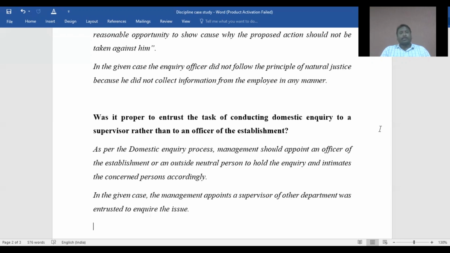But in the given case, instead of appointing an officer of the establishment, the organization appointed a supervisor from another department, and he was given the responsibility of understanding the case. Generally, it is not accepted, or it is not good, to entrust a task to a supervisor from another department, where the process clearly says that the inquiry should be given to an officer of the establishment. So it is not proper.